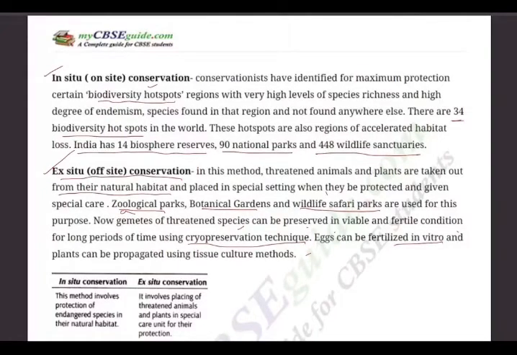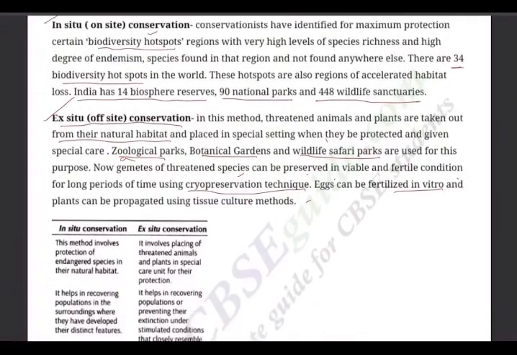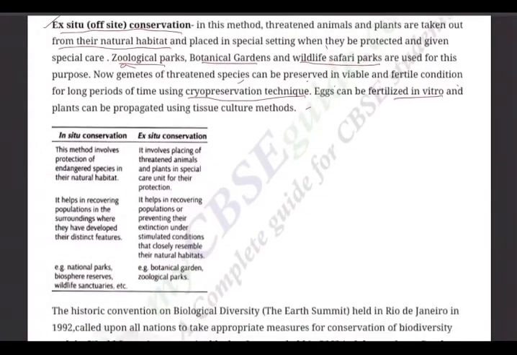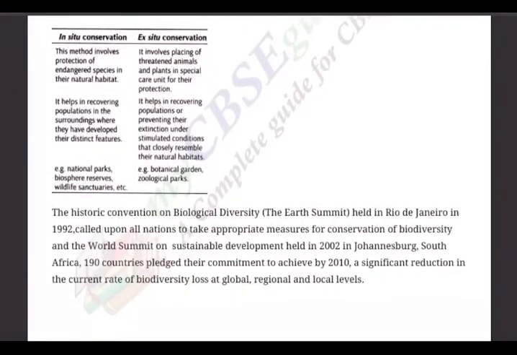A second World Summit was held in 2002 in Johannesburg, South Africa, and this time positively 190 countries attending the summit pledged to significantly reduce the current rate of biodiversity loss at global, regional and local levels by the year 2010. But already we are in 2020. Are we achieving the promises that we made? I still doubt. So there is need to do it with a lot of honesty.